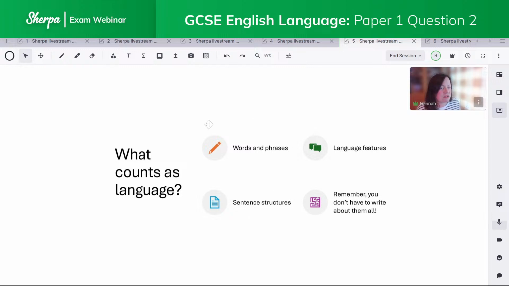So if you're not feeling confident with them, words and phrases and language features will get you the furthest. And of course, you don't have to write about all three of these, as I've already hinted. If you want to leave out sentence structures, please do. So yeah, you don't need to talk about them all. Right then.